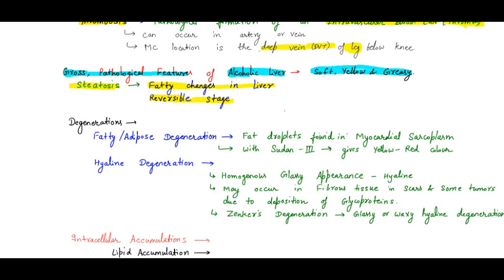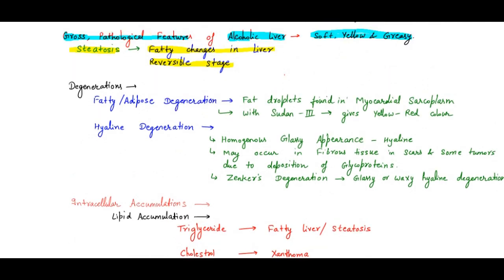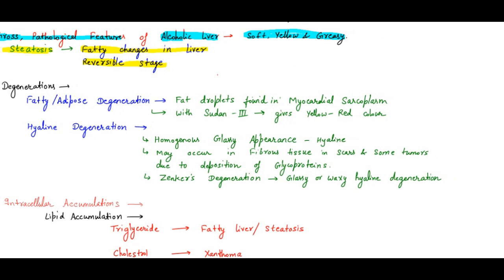This is important. Fatty or adipose degeneration, when will it be? When in the question they give you something like fat droplets found in the myocardial sarcoplasm, that will be the fatty or adipose degeneration.